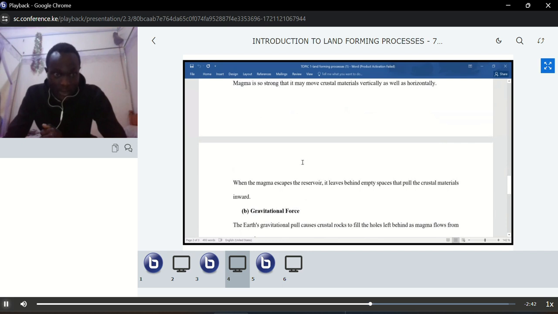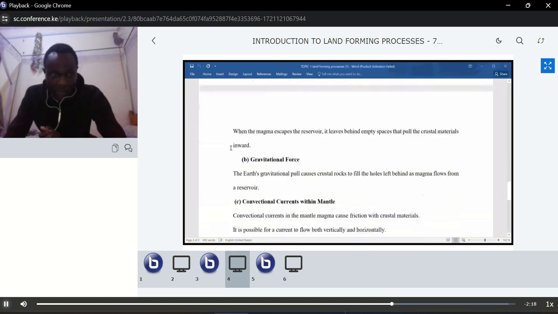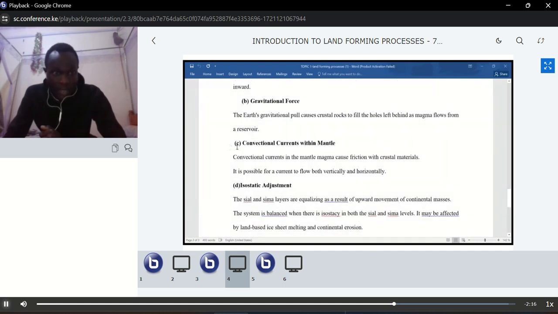Magma is so strong that it may move crustal material vertically as well as horizontally. And when the magma escapes the reservoir, it leaves behind empty spaces that pull the crustal materials inward. We talk about the gravitational force. The Earth's gravitational pull causes crustal rock to fill the holes left behind as magma flows from a reservoir.